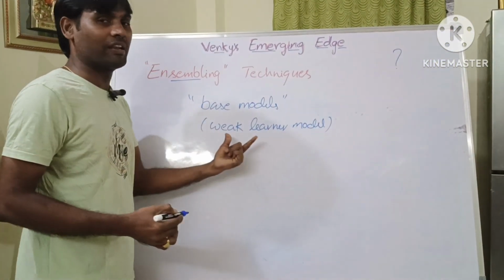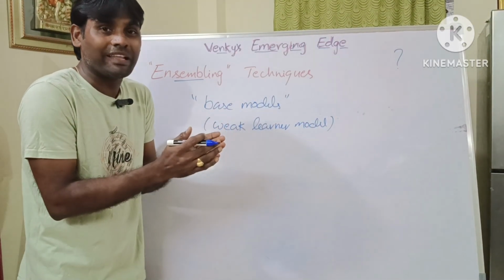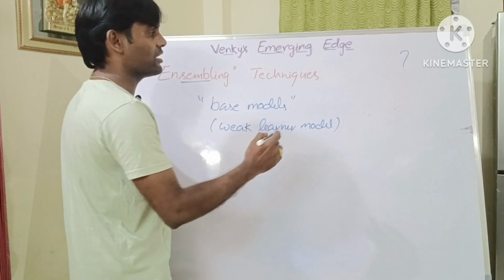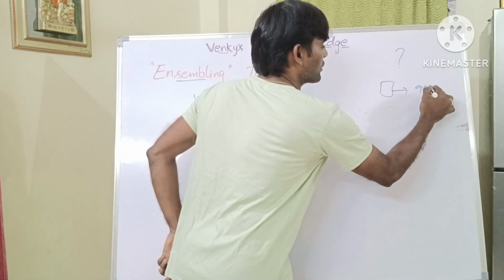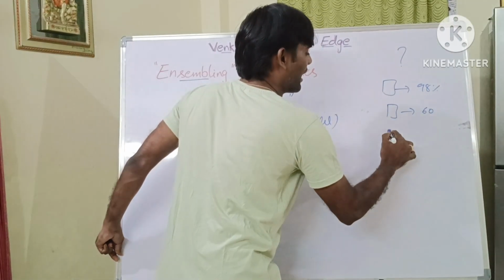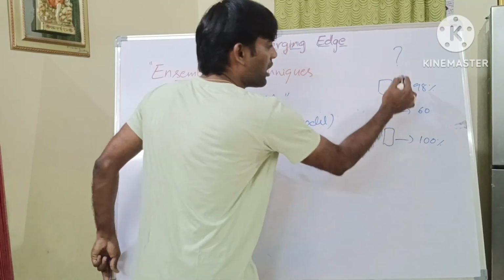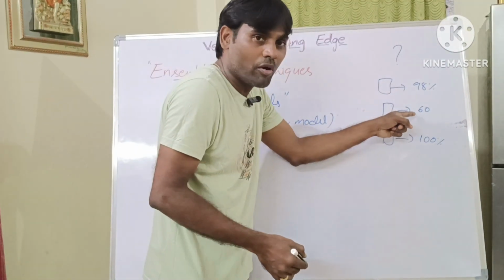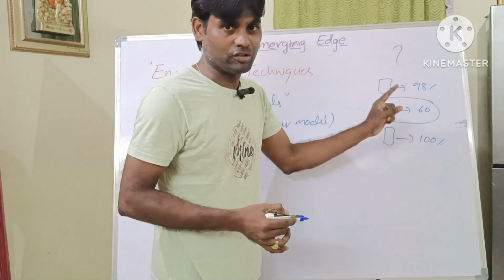So what is the meaning of weak learner? Again, one more question. A weak learner means a model which gives less accuracy. Generally, this is one model, and this model gives 98% accuracy. Another model may give 60% accuracy. Another model may give 100% accuracy. These are all our models, but it is a weak model because of less accuracy. That is one point.